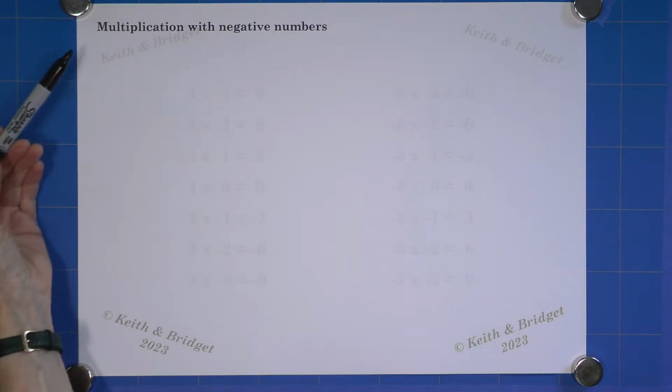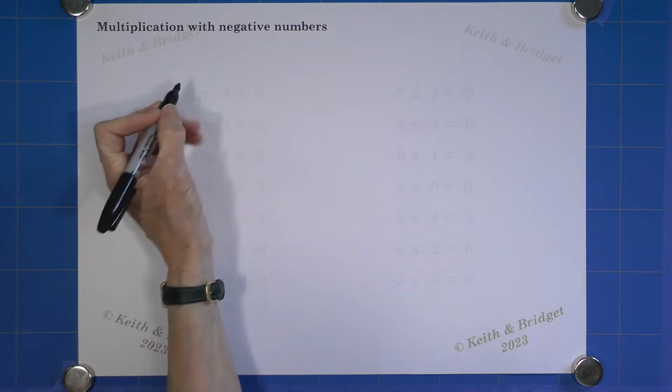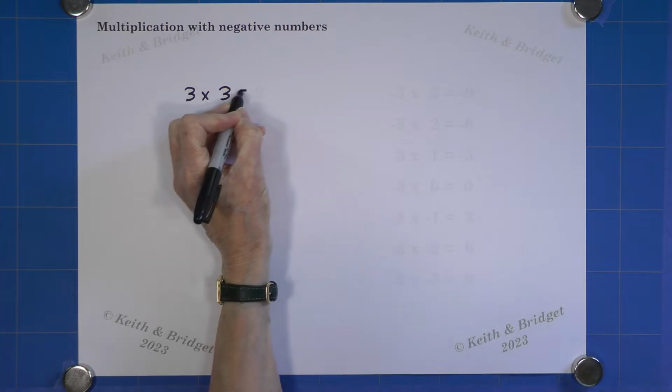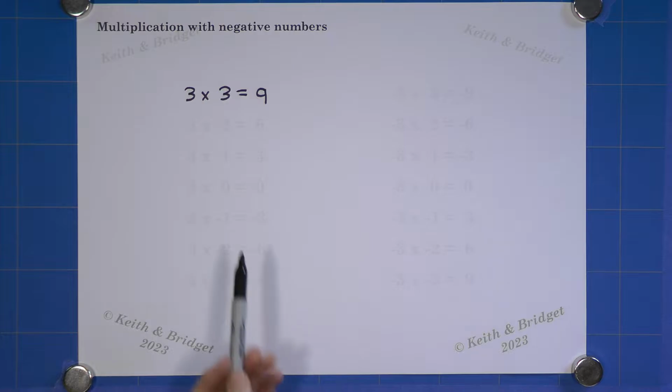Today we're going to be looking at multiplication with negative numbers. I hope we're all familiar that if we've got two positive numbers multiplied together, they give a positive number. But what happens if one or other of these was negative? What do we get as the answer?